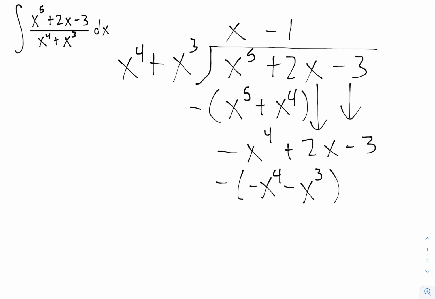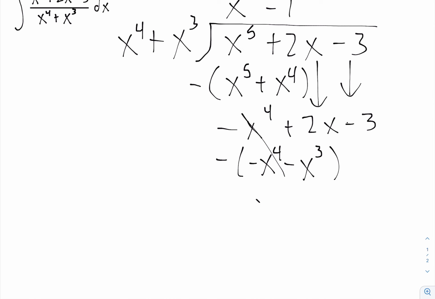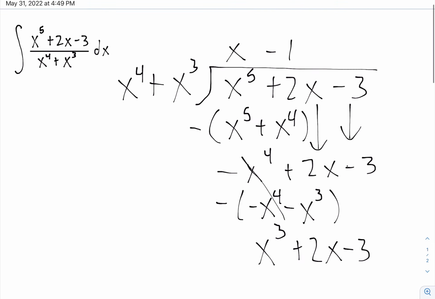And that's it, there's just two terms. So these x to the 4ths are going to cancel, and we're going to get a negative of negative x cubed. That's going to be positive x cubed, right? Plus 2x minus 3. So this is our remainder. We can't do any more because x to the 4th doesn't fit into x to the 3rd. It's too big. So whenever that happens, we just stop here and say the quotient is x minus 1, and the remainder is x to the third plus 2x minus 3.